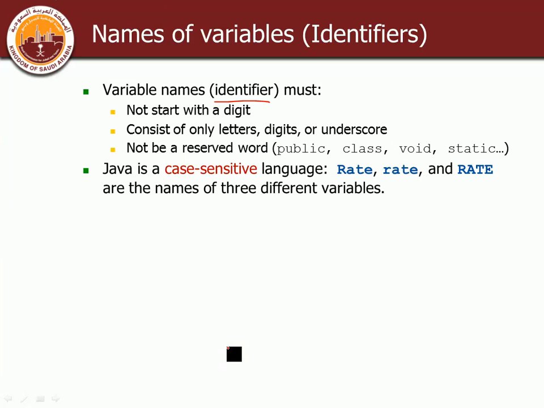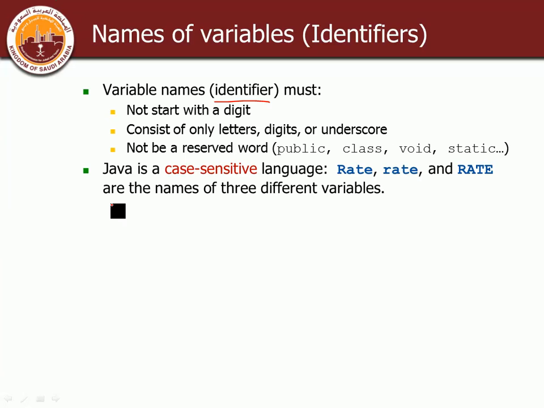So there are three conditions. The first one, it should not start with a number. The second one, it should consist only of letters, numbers, and underscore. The third one, it should not be a Java keyword. I cannot name a variable int or double because they're already used by Java. So there are a couple of things that are used by Java, then I cannot use them. For now, we might not know a lot of them, but we're going to learn them as we advance in programming.